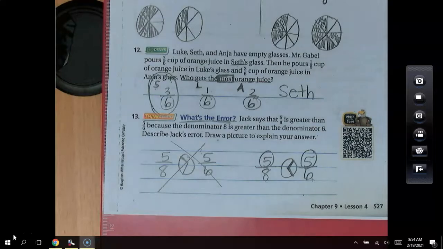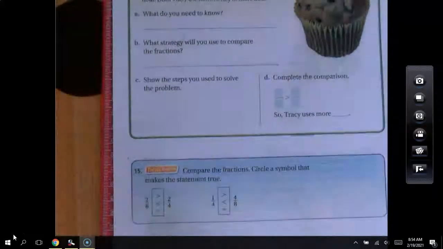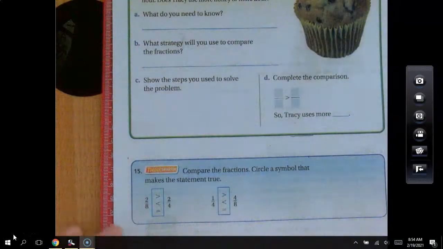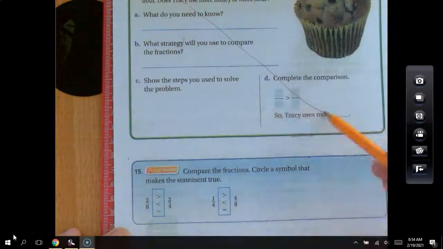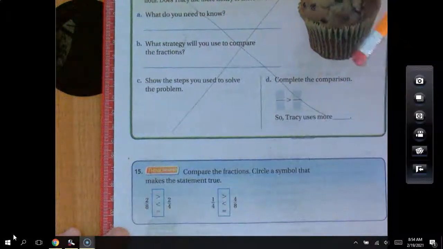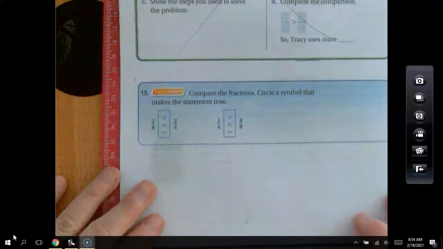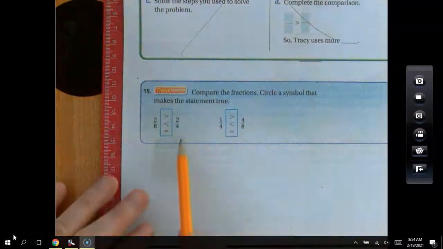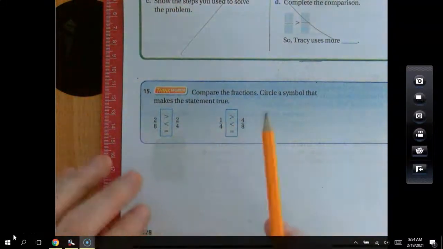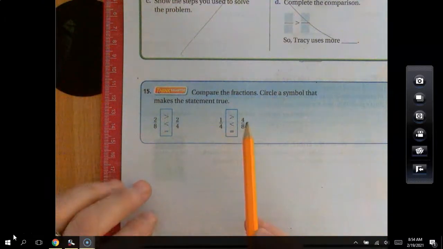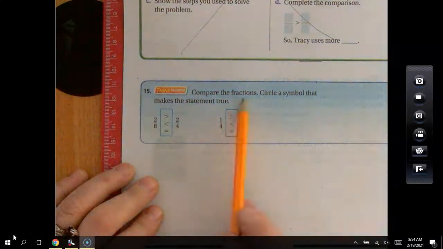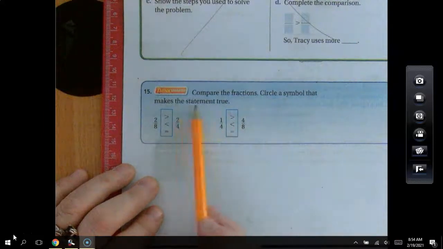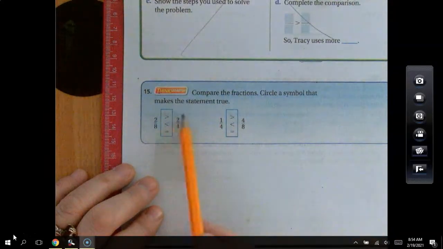Let's go ahead and look at page 528. We are not going to do the top, so go ahead, you may cross out the top, or you can attempt it on your own later on. I just want to look at 15, okay? Let's look at 15, and then we'll be finished with our lesson today. It says, compare the fractions, circle a symbol that makes the statement true.